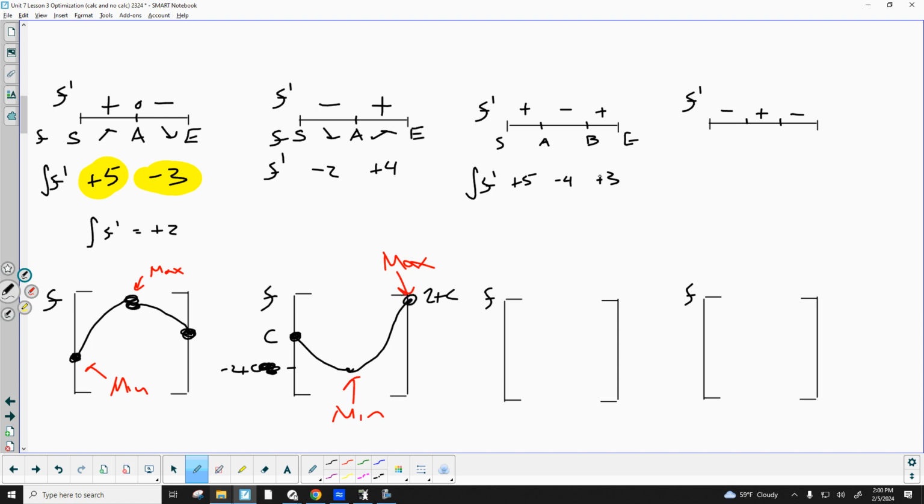Hey neighbors, what do you got? S, A, B, E. No, I want the overall max and the overall min. The question I'm asking is overall.